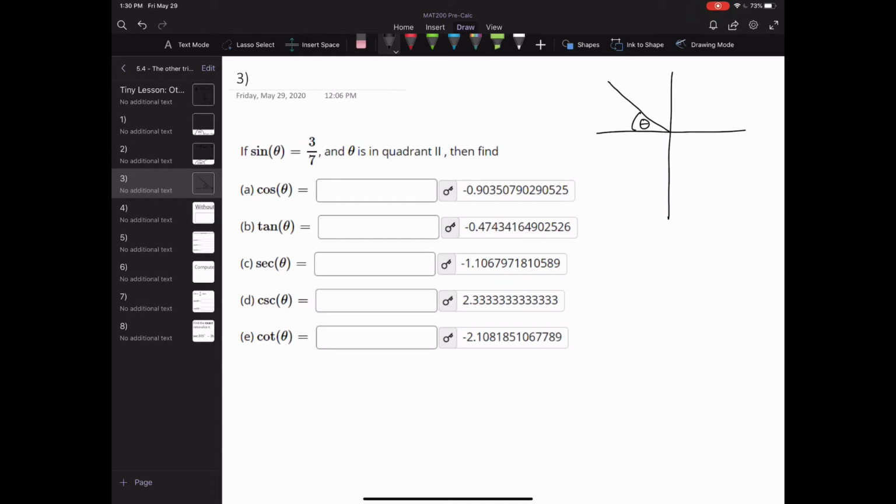So theta is in quadrant 2. And they're saying sine of that angle is 3 over 7. So here's how you want to think about it. Remember, sine of an angle is equal to opposite over hypotenuse. Opposite over hypotenuse. So let's put that into the picture. So the opposite of that angle is 3, and the hypotenuse is 7. So let's figure out what that is.